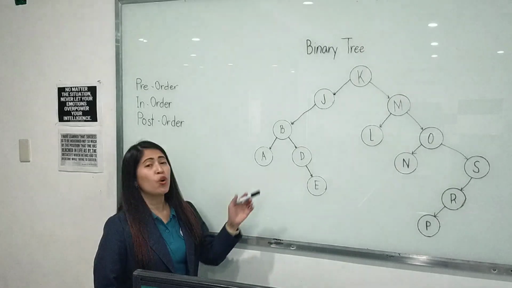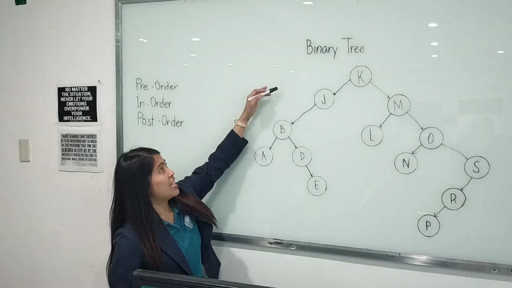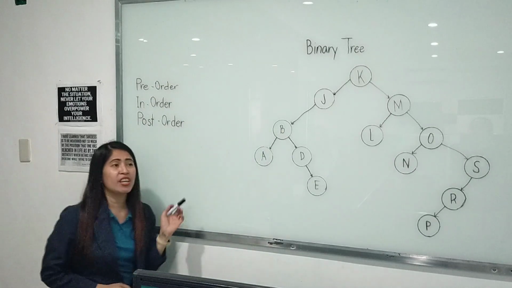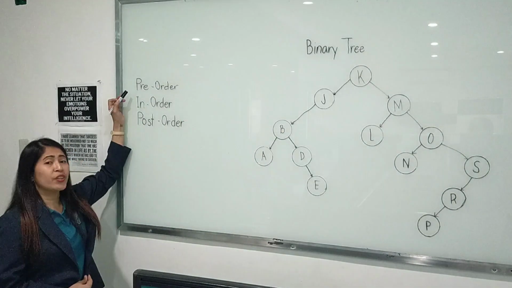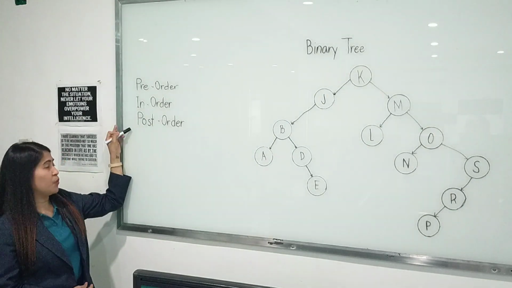For this video, I'm going to do a traversal of this binary tree. So there are three fundamental ways to traverse a binary tree. So we have the pre-order, in-order, and post-order.